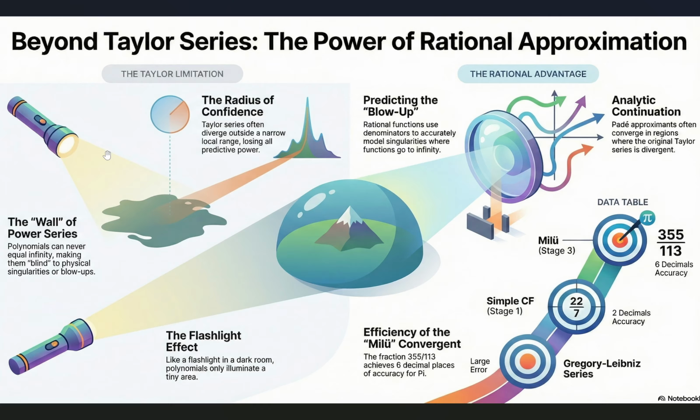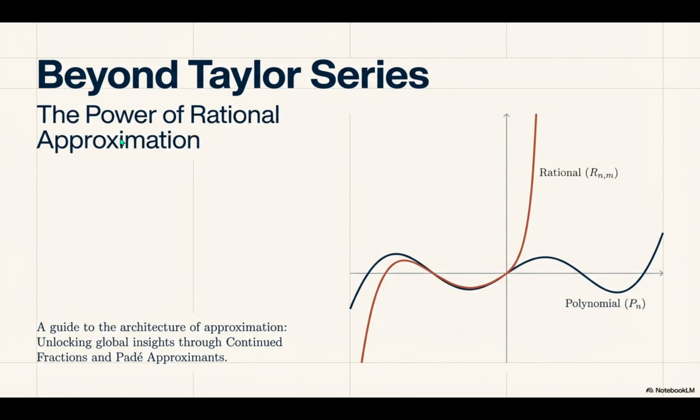Right. They might be dimmer than that intense flashlight beam, but they show you the whole room, including the dangerous parts. We're moving from local approximation to global truth. It's a shift in architecture. We're going to stop adding things up and start dividing them. We're looking at rational approximation. It sounds technical, but when you dig into the sources, it's actually about predicting the future of a system when your standard tools just break down. It's the difference between just seeing a curve and understanding the underlying law that created that curve.